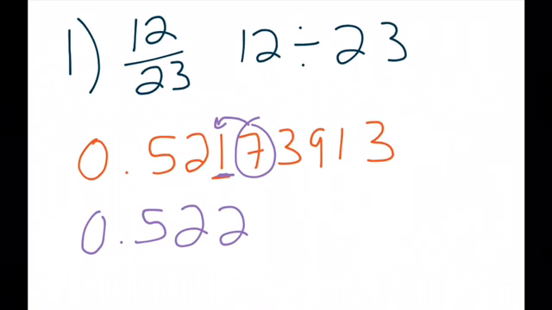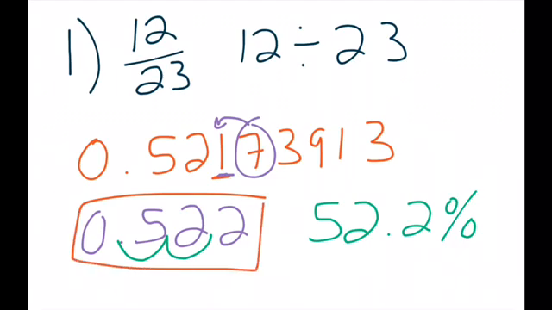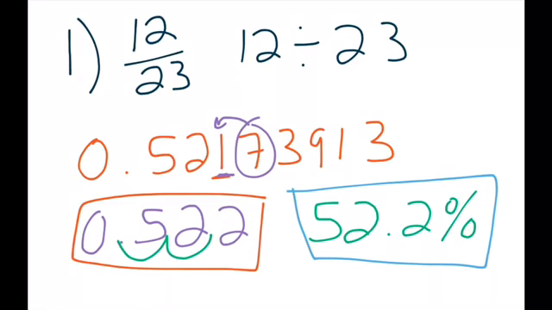So to convert this to a percent, we're just going to move the decimal 2 places to the right. So that's 52.2%. And now we can see that this right here is the decimal, rounded to the nearest thousandths, and then this is the percent rounded to the nearest tenth of a percent. So by rounding the decimal to a thousandths and then converting it to a percent, it automatically rounds that percent to a tenth of a percent.